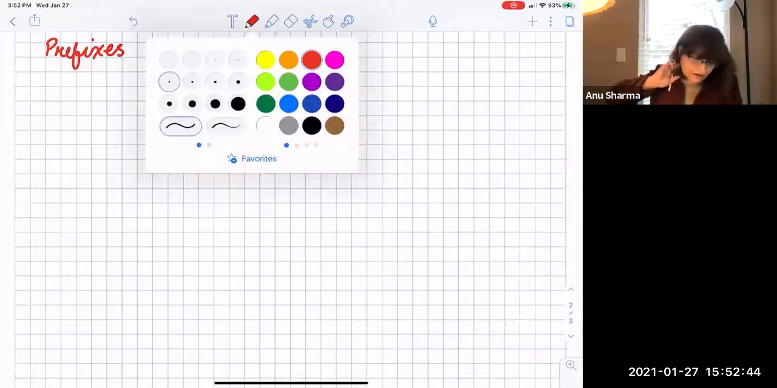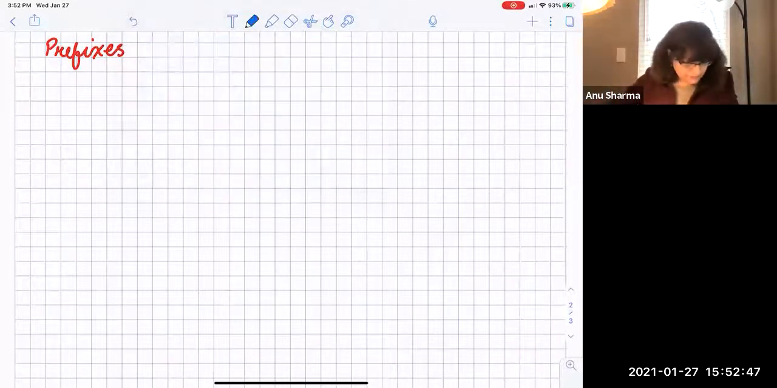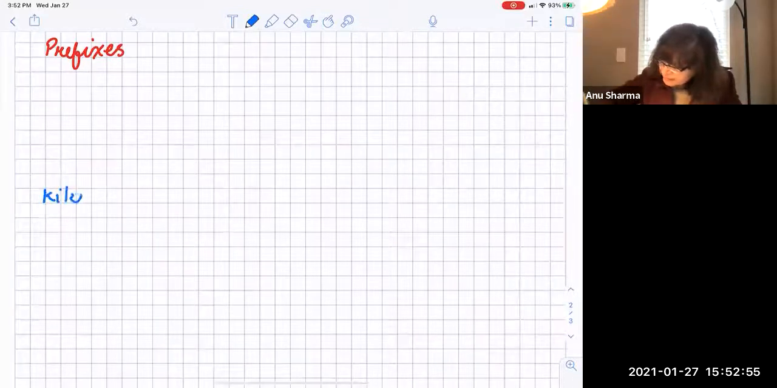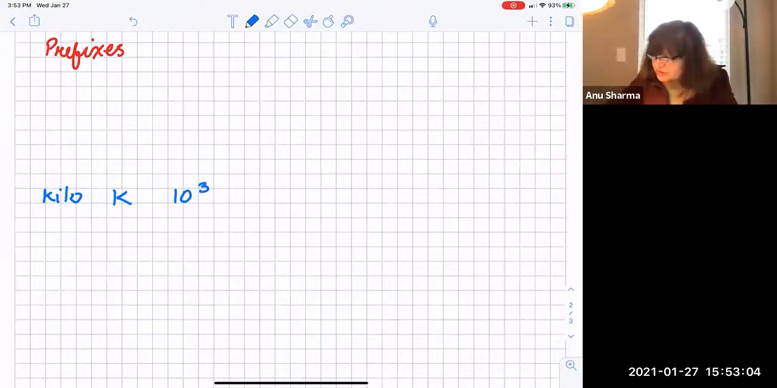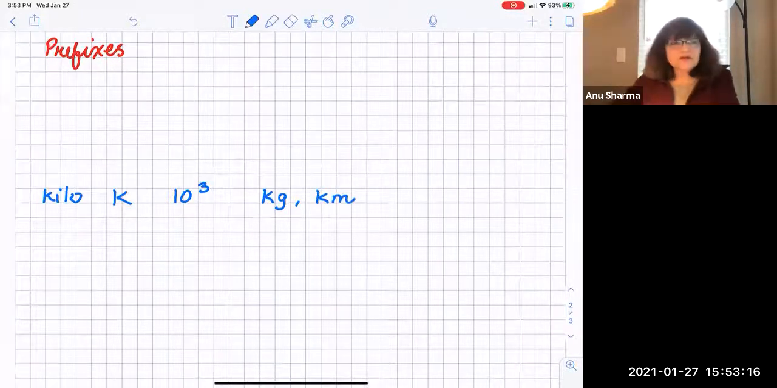So for example, let us start with 1000. Kilo. Kilo is expressed as k and it is 10 to the power 3. If you have meters, it will become kilometers. If you have grams, it can be used as kilograms. Kilograms is kg, kilometers is km. So 1000 meters is equal to 1 kilometer. That's what it means.